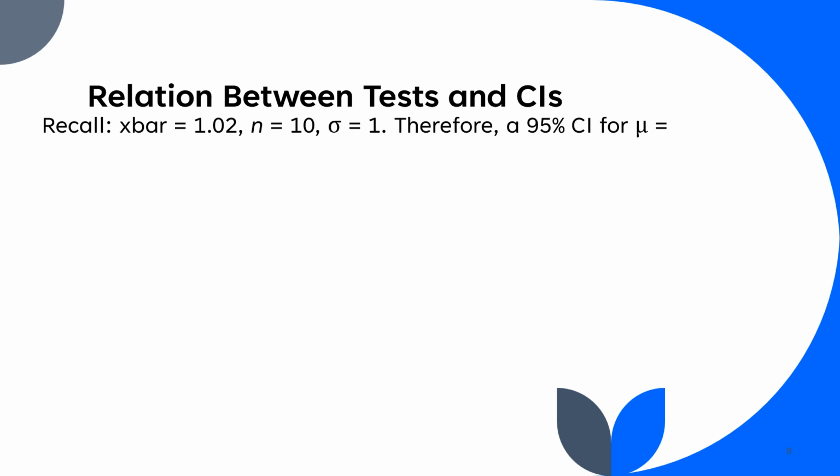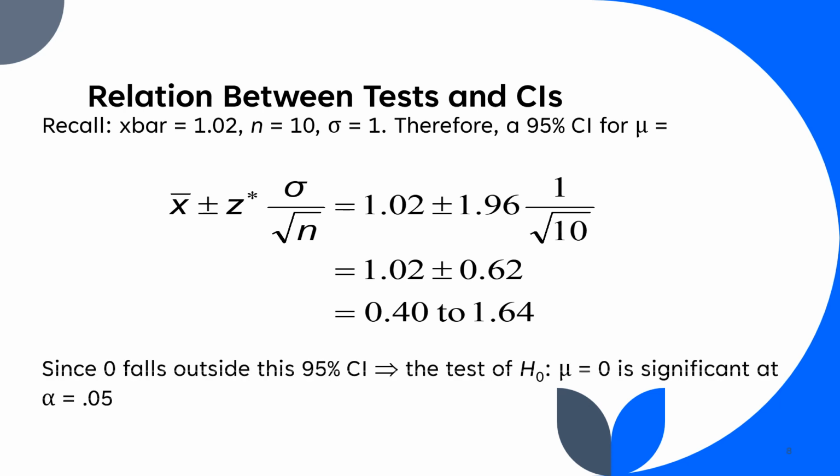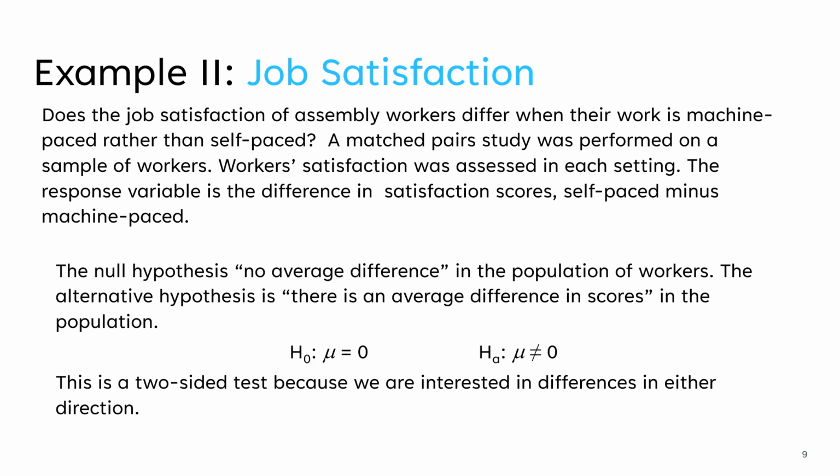Continued, relation between test and CIs. Recall x bar is 1.02, n is equal to 10, and variance is equal to 1. Therefore, the 95% CI for the mean, this is the formula, and we come up with 0.40 to 1.64. So 0 falls outside this 95% CI. The test of the null hypothesis that the mean is 0 is significant at alpha 0.05. So this is the example, no?